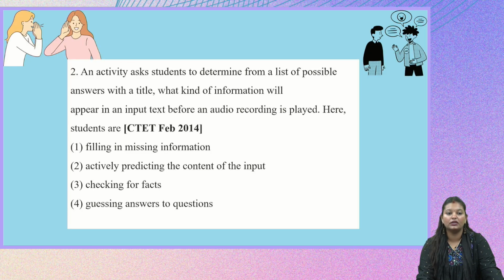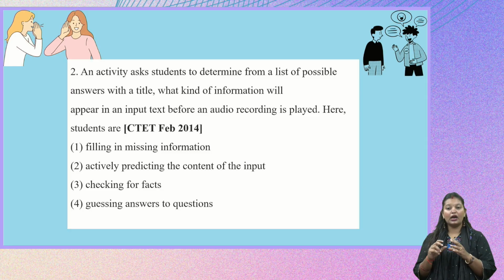Now the next question is, an activity asks students to determine from a list of possible answers with a title what kind of information will appear in an input text before an audio recording is played. Here students are filling in missing information, actively predicting the content of the input, checking for facts, guessing answers to the question. So now you need to read what is being done in this particular activity carefully.